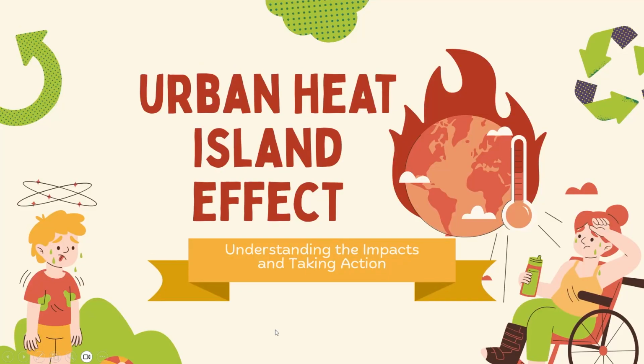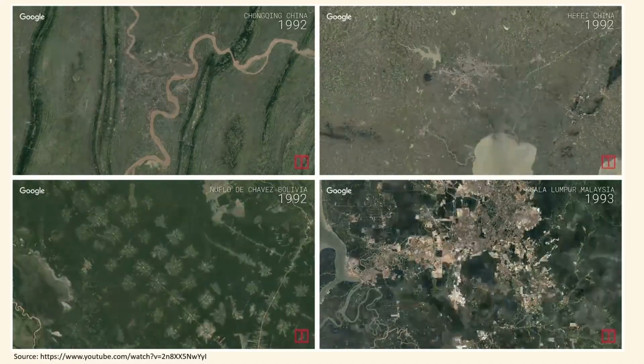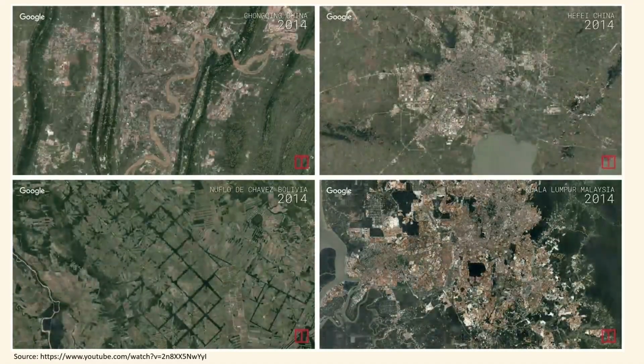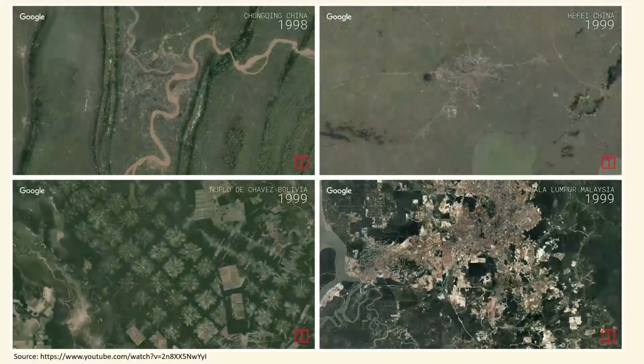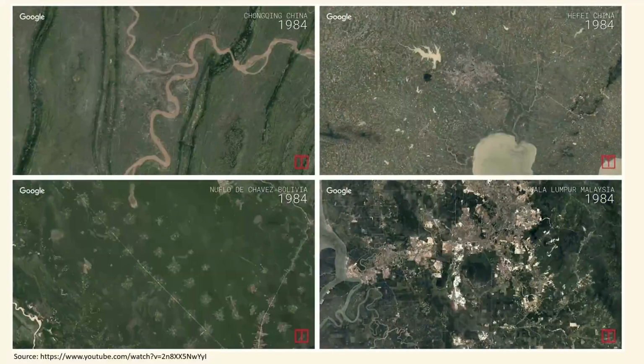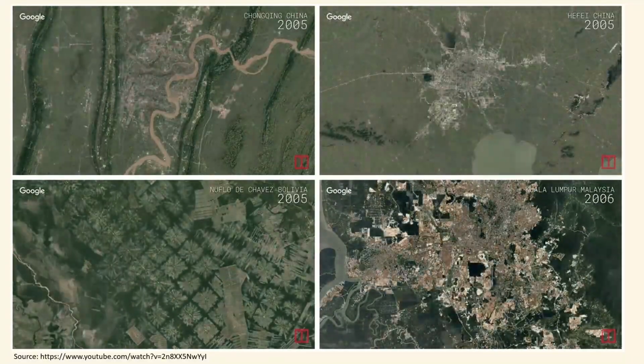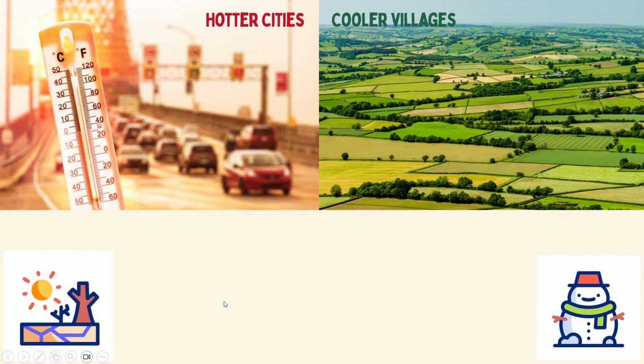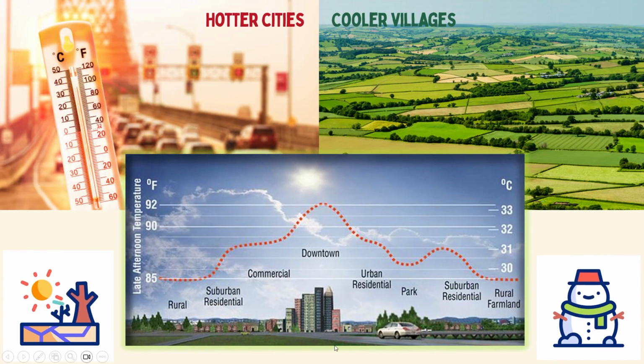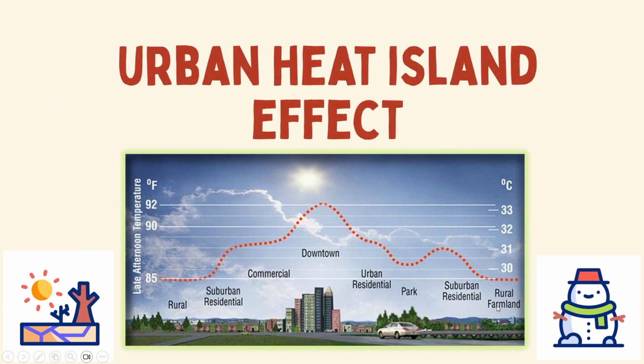The urban heat island effect. Here you see the visuals of rapid urbanization. The natural landscapes are replaced by dense infrastructure, disrupting the ecological balance. The cities become significantly hotter, while their neighboring villages stay at cooler temperatures. This leads to a higher heat concentration in the urban areas compared to the rural neighborhoods, and this phenomenon is called the urban heat island effect.